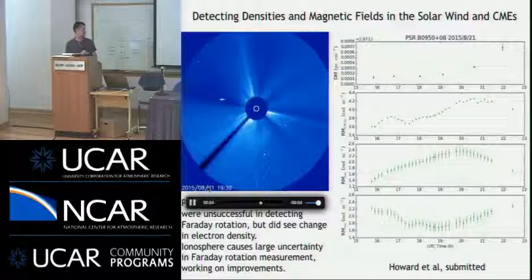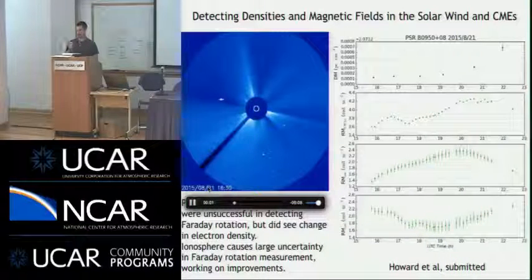A few things to point out is these have error bars on them. These are very, very tiny error bars. We get measurements that are of the level of 0.005 radians per meter squared. That's the size of our error bars. Unfortunately, the ionosphere pretty much completely removes all that. So the error bars on those measurements is about 0.1 radians per meter squared.